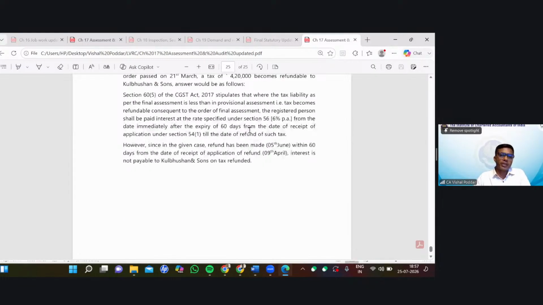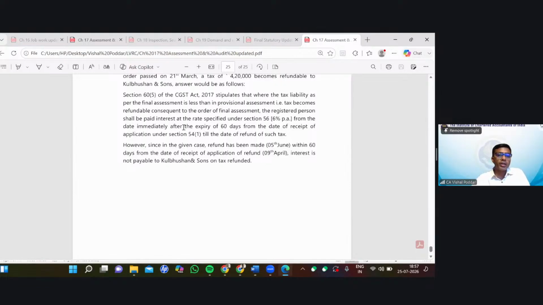Now what if reverse happens? Originally you had paid more tax, now it has to be taken back. Interestingly, in this case, there is no interest which will be payable to you. So tax will be refunded back because you have paid excess, but it will be without interest. So for this, you have section 60(5), which states that where tax liability as per the final assessment is less than the provisional assessment and the tax becomes refundable, the person shall be paid interest at the specified rate, which is 6%. But from when?